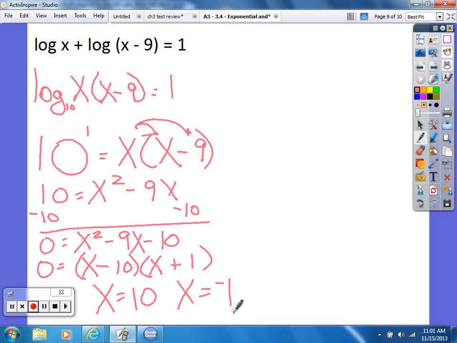Now what did I tell you yesterday you had to do with those then? Check them. So let's check 10. If I put 10 in there, does it stay positive? If I put 10 in there, 10 minus 9 is? Does stay positive. Okay. Let's check negative 1. If I put negative 1 in there, what happens? And I can't take the log of it, can I? So that's my answer. Just because I got 2 answers doesn't mean both work. Does that make sense? Pretty simple, right?